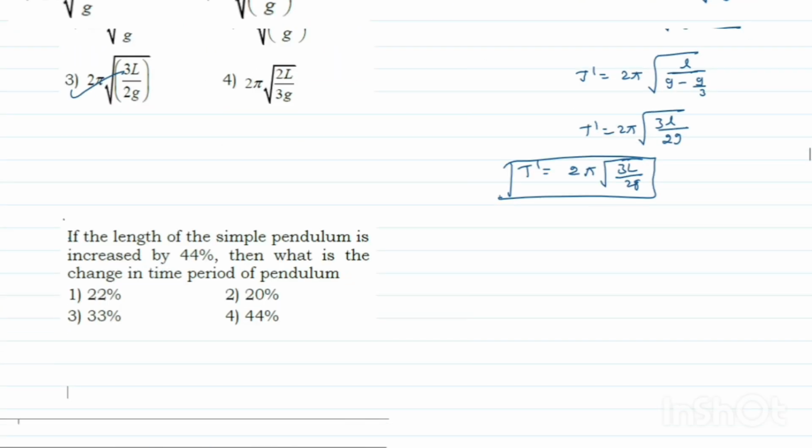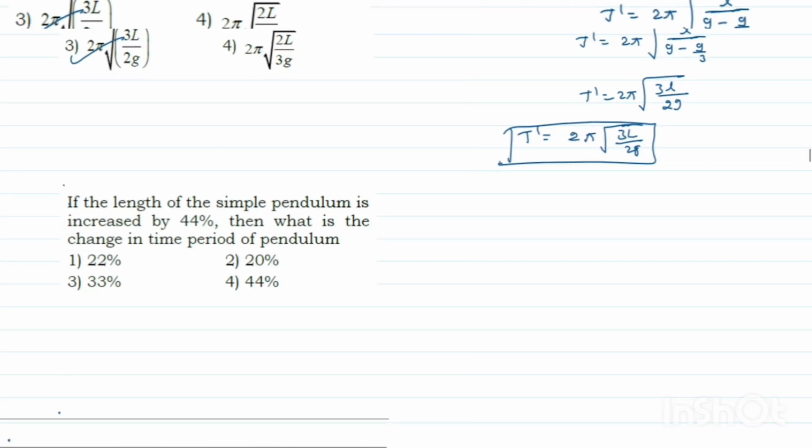Let us see the next question. The next question says, if the length of the simple pendulum increases by 44%. Taking the initial length of the pendulum as L1, suppose you take 100, then L2 becomes 144, as it is increasing by 44%. Then what is the change in time period of the pendulum, they are asking.